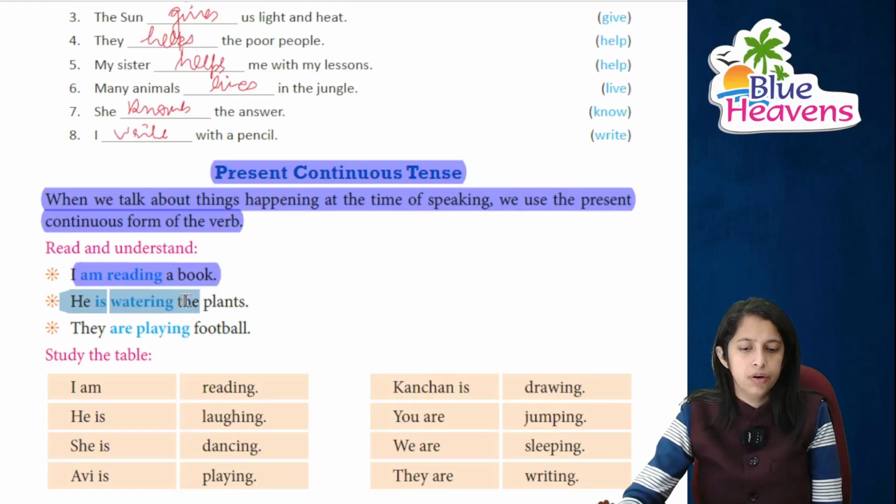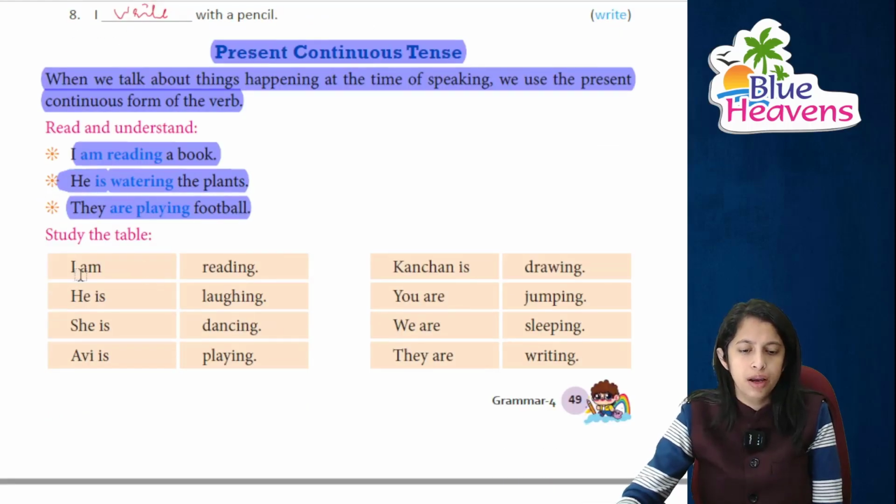मैं अभी book read कर रही हूँ. He is watering the plants. वो plants को water कर रहा है. And they are playing football. वो लोग football खेल रहे हैं.